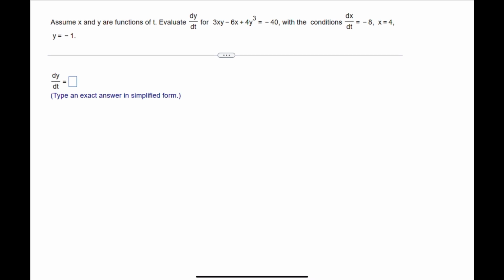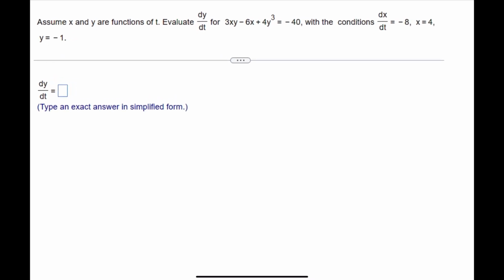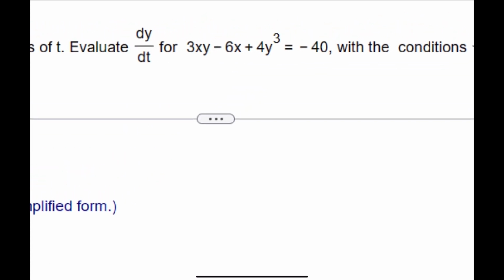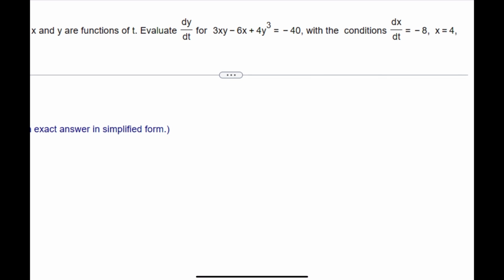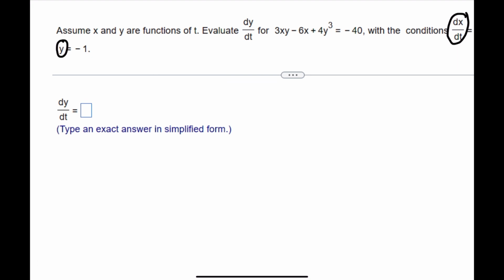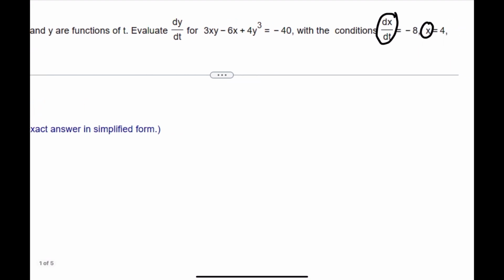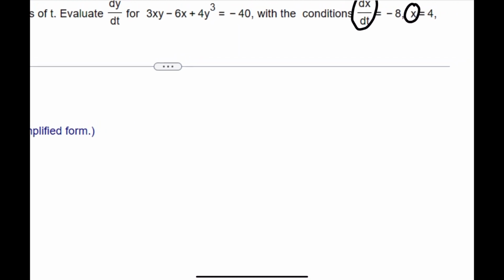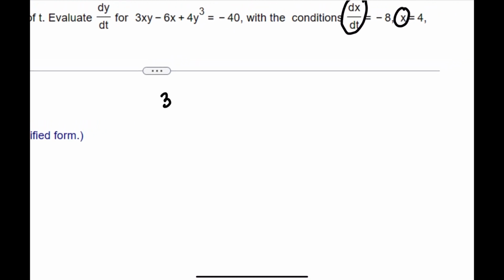Here we have, they say assume x and y are functions of t, and they're asking us to evaluate dy by dt, and they gave us the conditions. They gave me dx by dt, they gave me the x value, and they gave me the y value. Now let's go ahead and work this out. So let me rewrite the problem here. I have 3xy minus 6x plus 4y cubed is equal to negative 40.